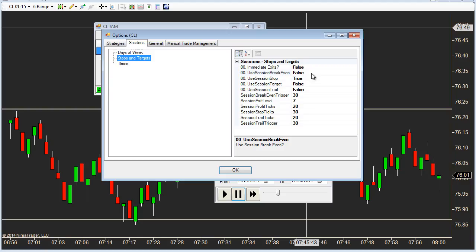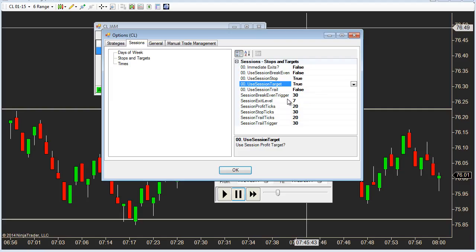All right, the session break even is if you are, let's say, up X number of ticks, and at that point you want to move it to break even so you can get yourself at least in a break even position. You can do that. Session target is if you're up X number of ticks and you want to stop on the day, you can do that. Session trail is you can trail it up as well, which is really kind of neat.